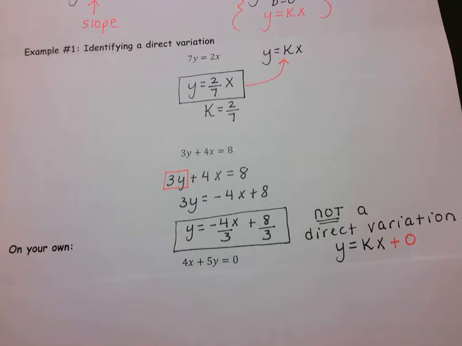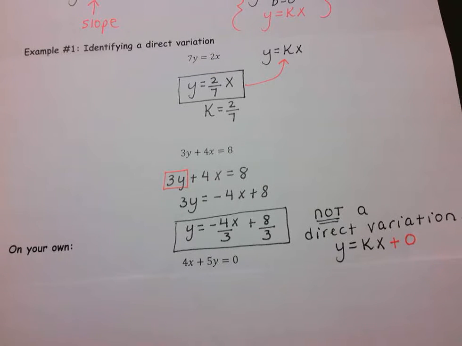And so is this a direct variation? And the answer is no, it's not. Because remember, a direct variation is plus 0. This is not plus 0. This is plus 8 over 3. So this is a straight line, but it has a y-intercept of 8 over 3, not 0. So this is not a direct variation.